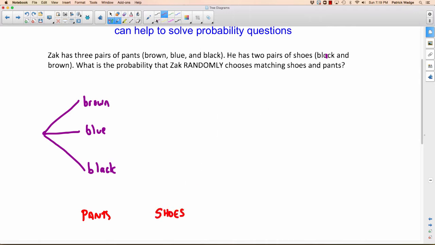Okay, so let's go back to this. Let's say that Zach picked out the brown pair of pants. Then he reaches into the closet and he pulls out a pair of shoes. How many different options are there for shoes? There's the black ones and there's the brown ones. So if he had brown pants, he could then have black shoes or brown shoes.